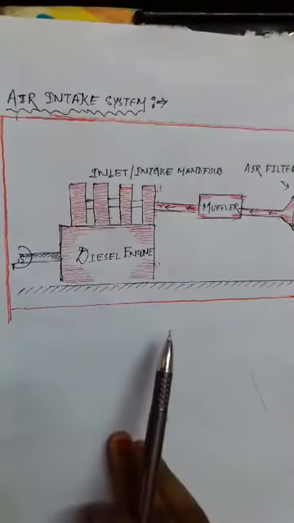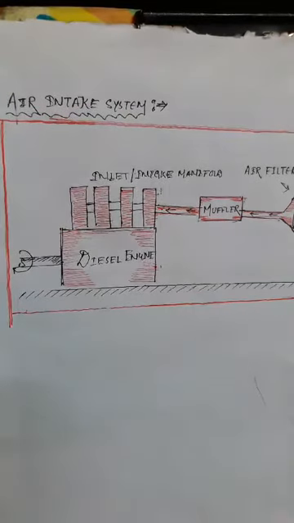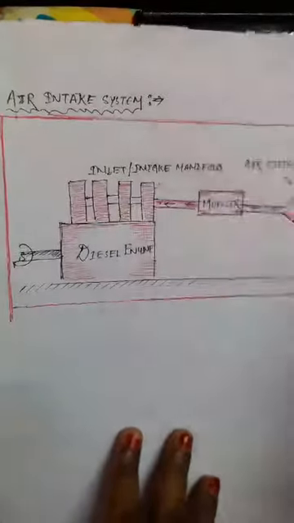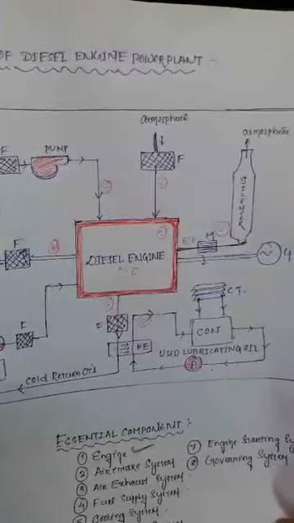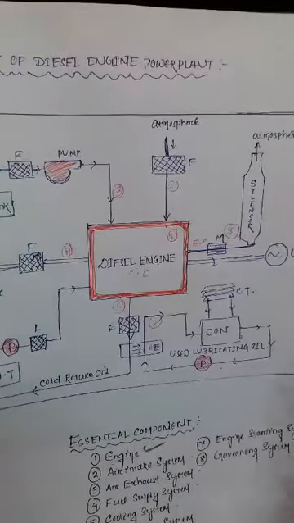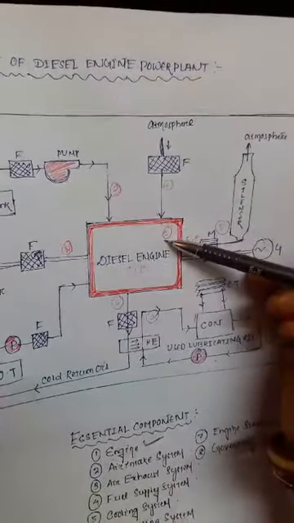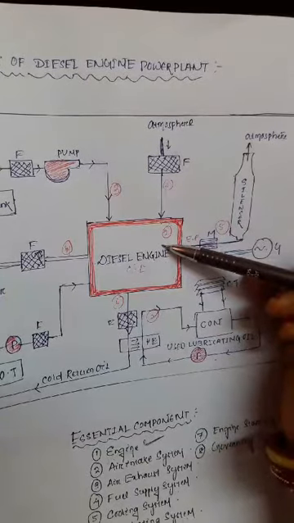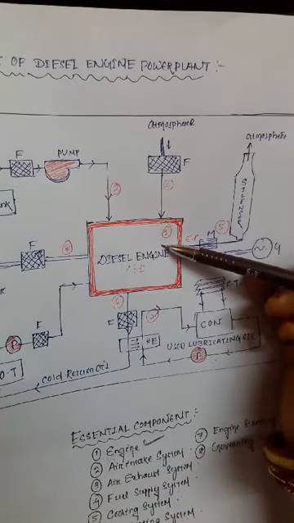Air intake system. Okay, this is the air intake system, meaning air supply systems. We already discussed the layout of the diesel engine power plant. Just see here, this is the layout of your diesel engine power plant. And second, we already discussed the engine. What kind of engine is used in a diesel engine power plant? Generally we take a 4-cylinder 4-stroke compression ignition engine.